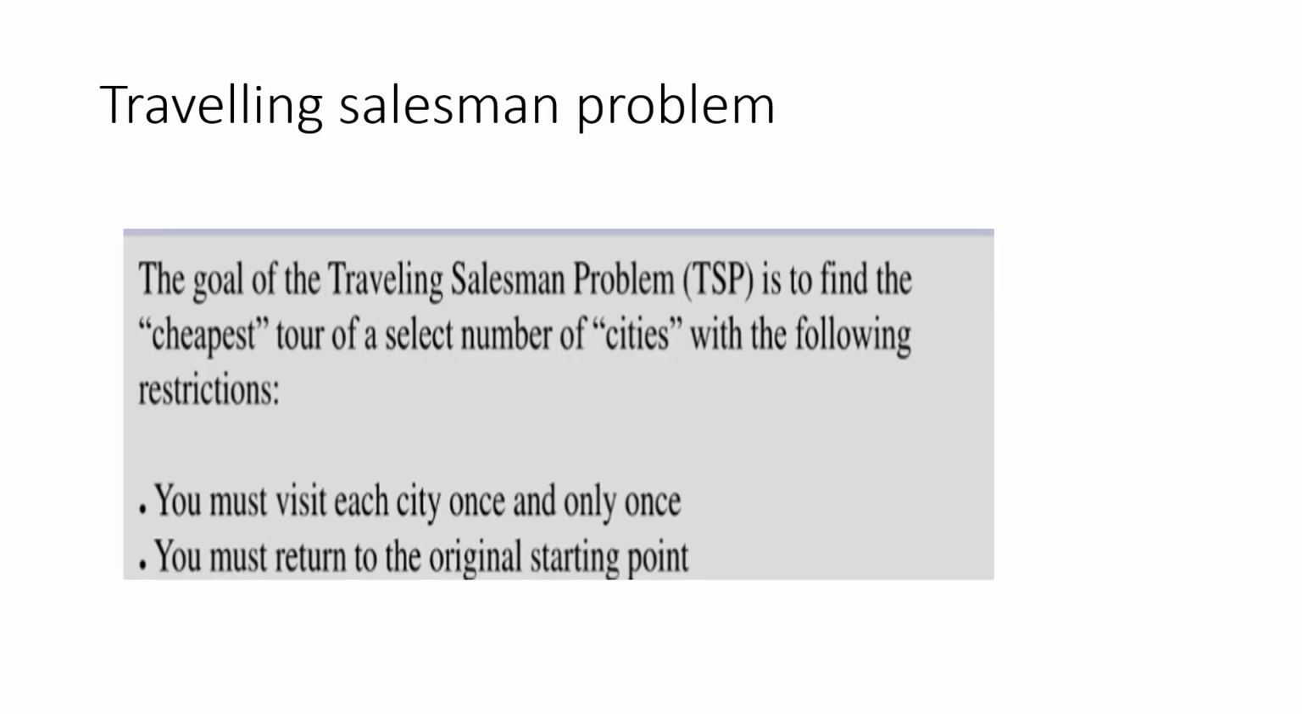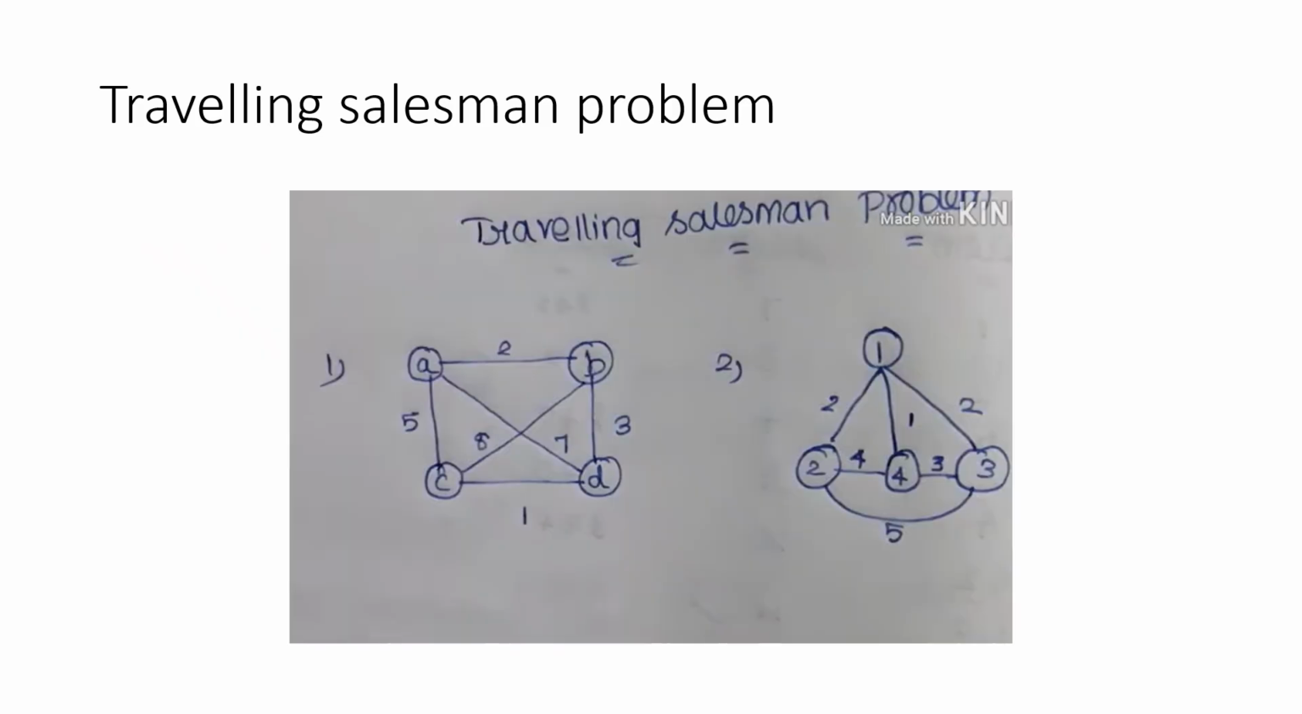This is one of the main definitions of the TSP problem: to find the cheapest tour of a selected number of cities with the following restrictions. You must visit each city only once, and you must return to the original starting point, at the cheapest cost. So these three rules are what we solve with our travel salesman problem.